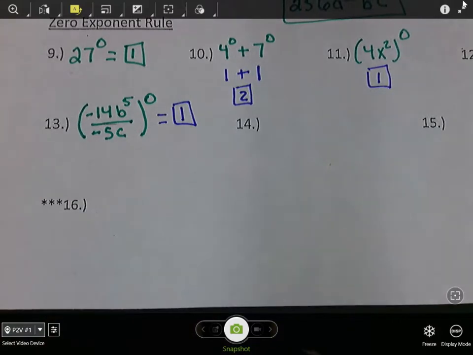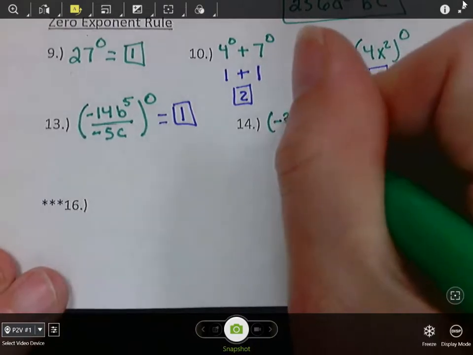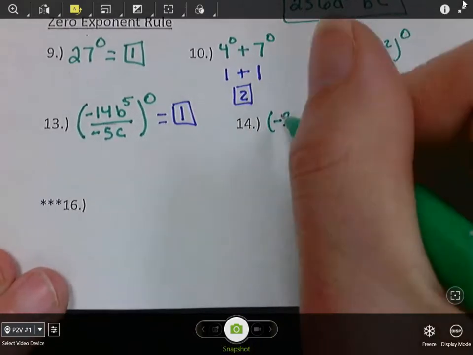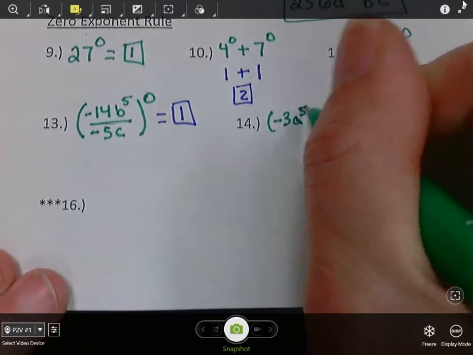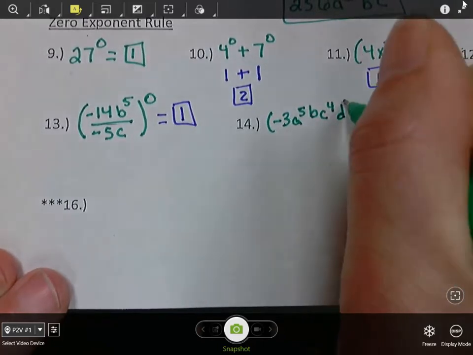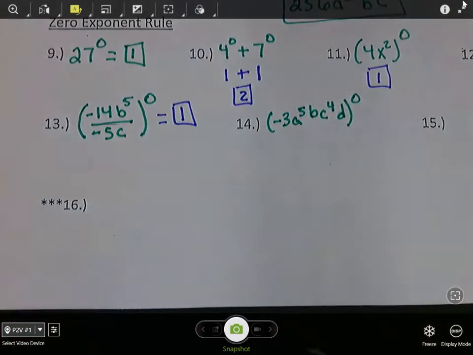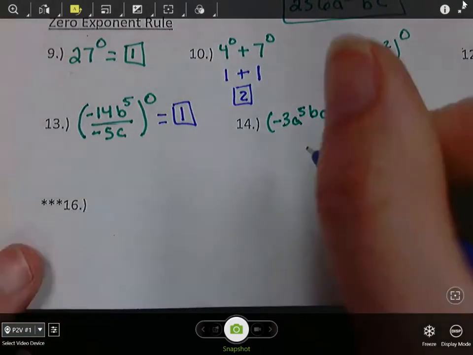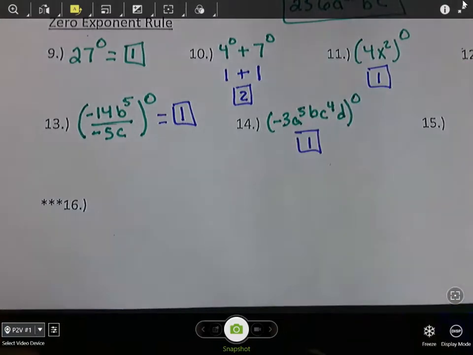Number 14. Negative 3 a to the 5th, b, c to the 4th, d, all raised to the 0 power. Oh my god. 1. See, I'm smart. No, you're not.